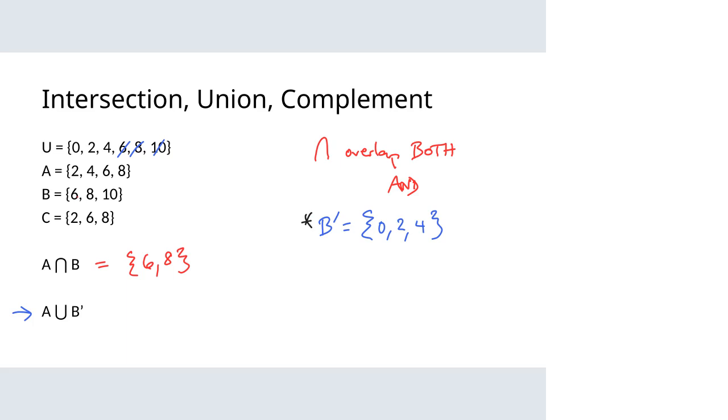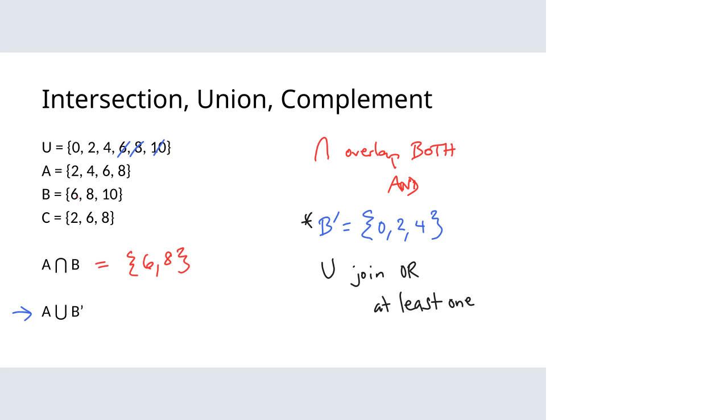Then, once I've got B complement, now I've got to find A union B complement. Remember, union means join together. It means the elements that are in A or B. If you're in at least one of the two sets, we're going to keep you.